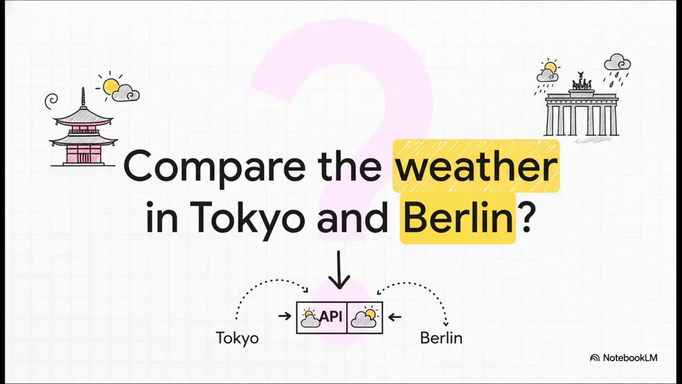Just imagine this for a second. You ask a model a simple question. Hey, compare the weather in Tokyo and Berlin. Now, the model can't just browse the web on its own. To answer you, it needs to call a weather API, right? Probably twice. But to do that, it has to generate a perfectly formatted, structured API request. And that, right there, is the core of the challenge.